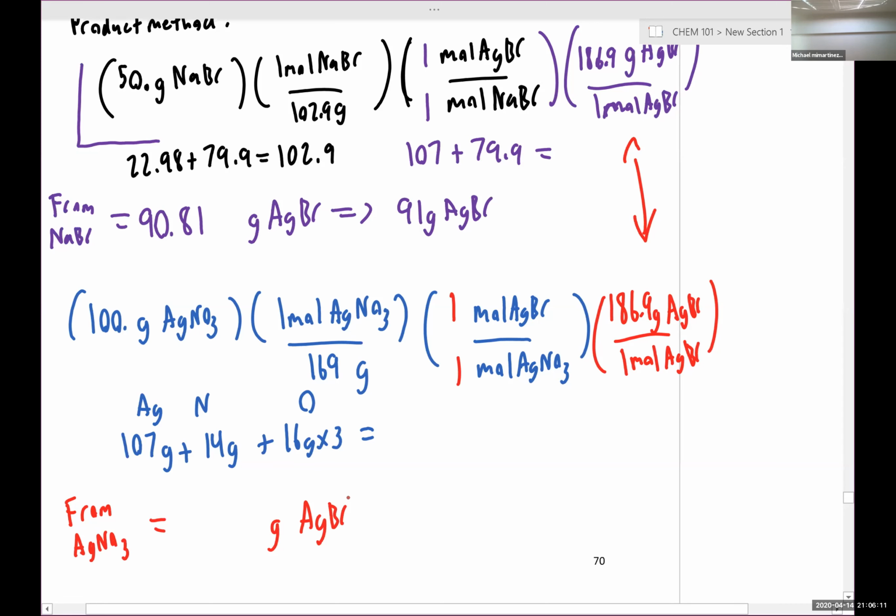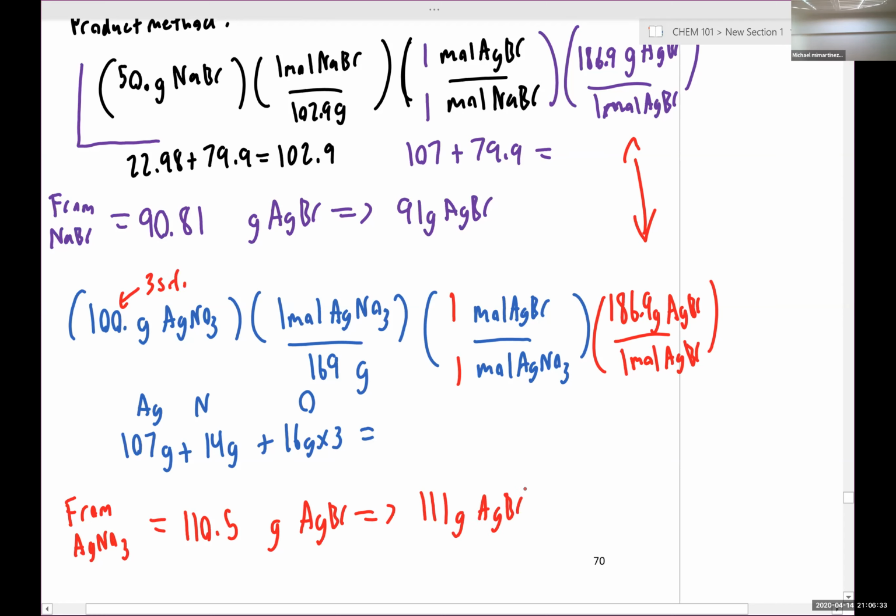So how many grams of silver bromide? Yep, I see a lot of people writing 110.5 grams that we then round to 110 grams of silver bromide. Actually, we'd round it to 111 because this number has technically 3 sig figs with the dot at the end.